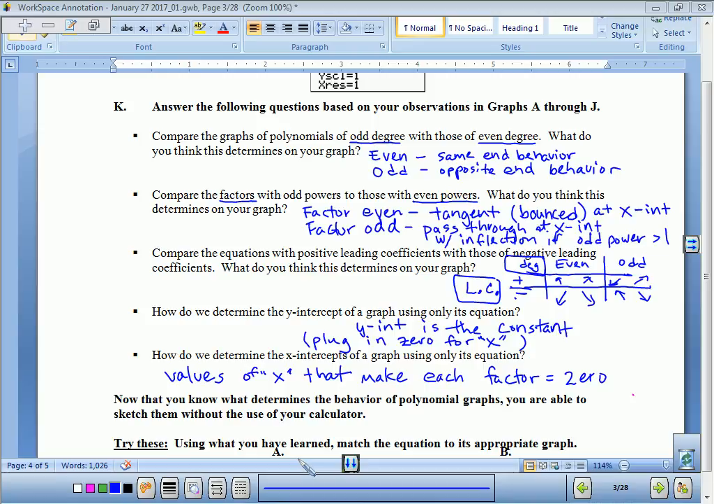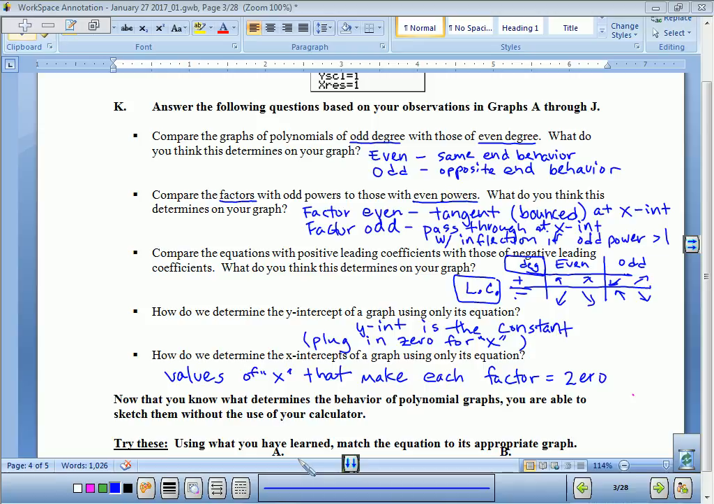This one, how do we find the y-intercept? If it's in standard form, it's really easy. It's the constant. If it's not in standard form, if it's in that factored form, which many of them were, you would have to plug in 0 for all the x values and multiply out the constants that were left.